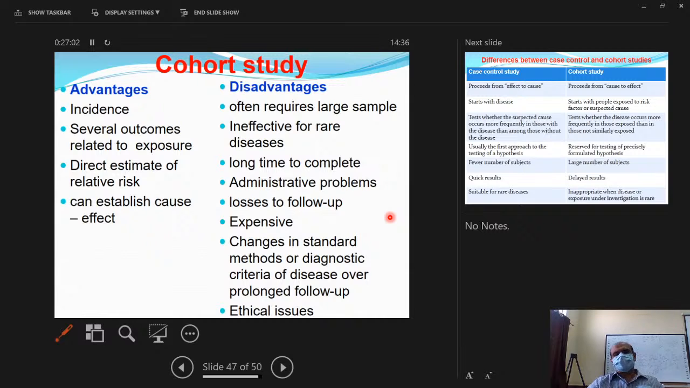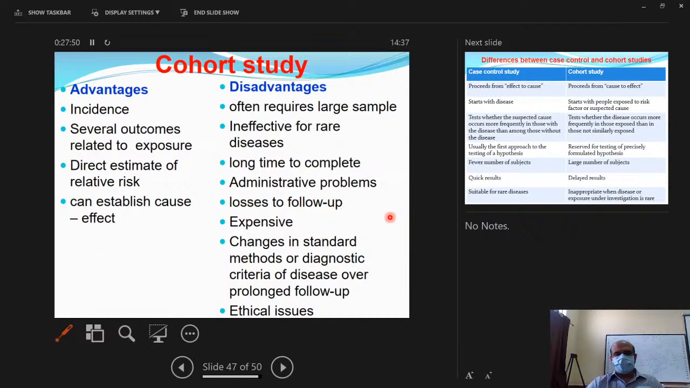Now, advantages and disadvantages of cohort study. The advantages of cohort study: you can calculate incidence. Then there are several outcomes related to exposure here. Direct estimate of relative risk. You can directly estimate the relative risk, and it can establish cause and effect.